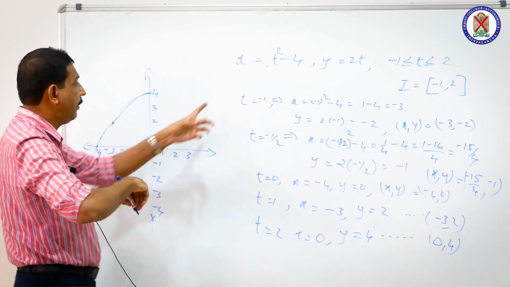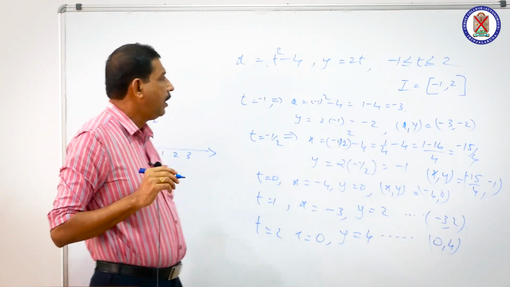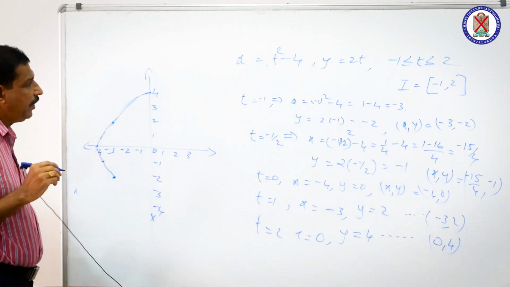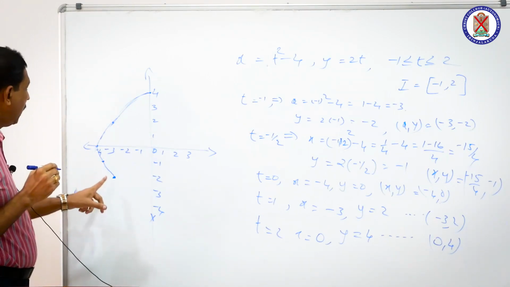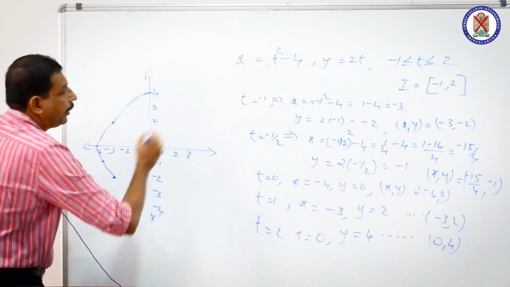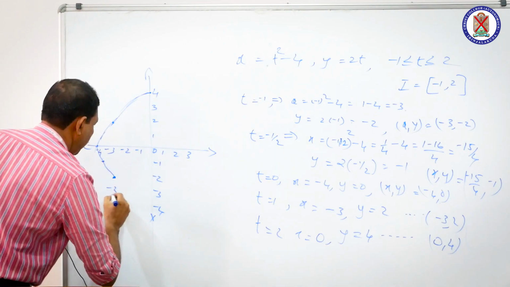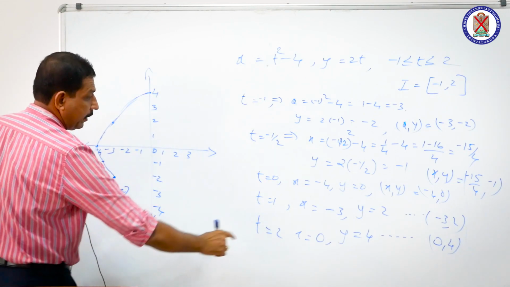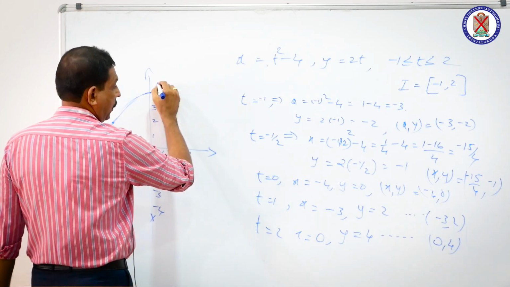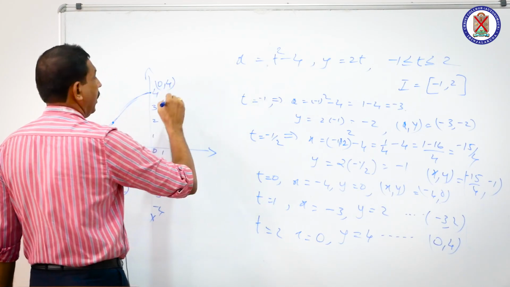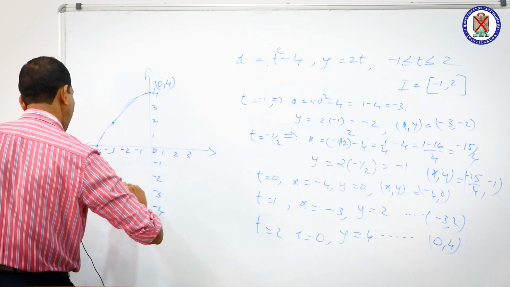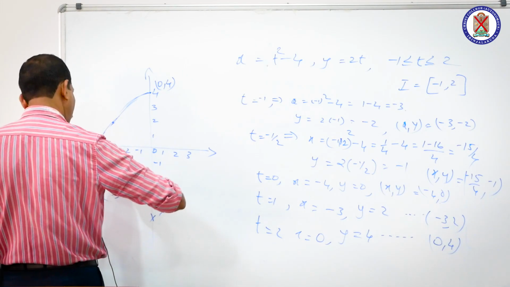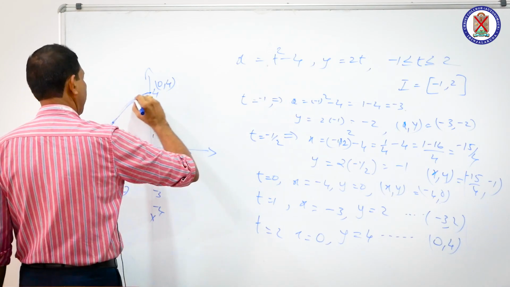So this is the curve x equal to t square minus 4 and y equal to 2t between minus 1 to 2. The initial point is this one, that is, as you know, minus 3 comma minus 2, and the terminal point is 0, 4. And the direction of the curve is starting from minus 3, minus 2, going upwards, this one.